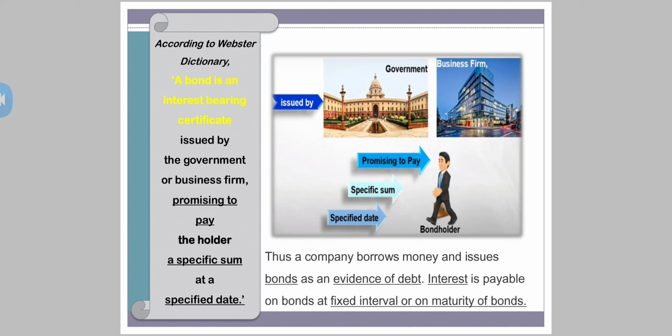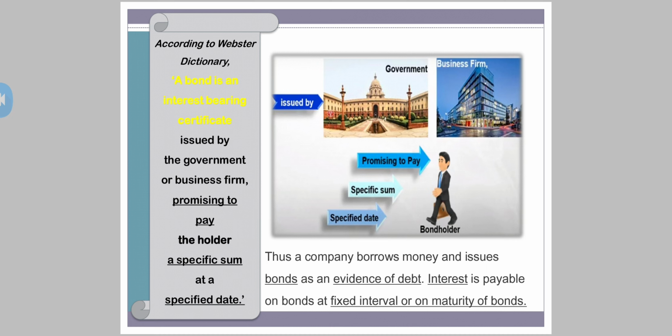Government can issue bonds or any of the business firms can issue bonds. So yes, a bond is an interest bearing certificate, first point, issued by the government or business firm promising to pay the holder. That certificate is nothing but a promise. It promises to pay the holder a specific sum at a specified date. This specified date is nothing but the maturity date. So now you see here, a bond is an interest bearing certificate issued by the government or business firm promising to pay the holder, bondholder, a specific sum at a specified date.